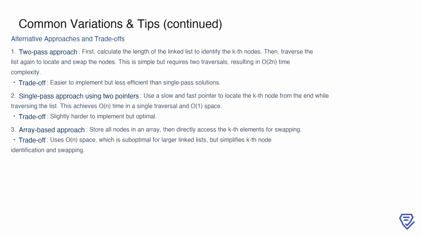Lastly, there's the array-based approach. Here, you store all nodes in an array, which allows for direct access to the kth elements for swapping. While this simplifies the logic for identifying and swapping nodes, it requires O(n) extra space and is less suitable for larger lists. Each approach has its own pros and cons, so it's important to choose the one that best fits the problem's constraints and the context in which you're solving it.